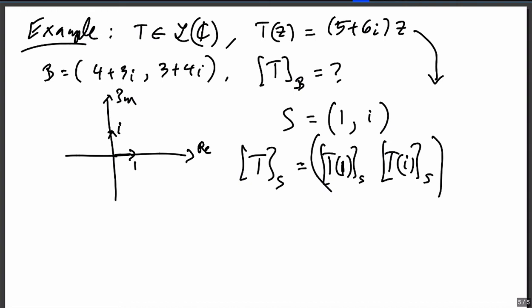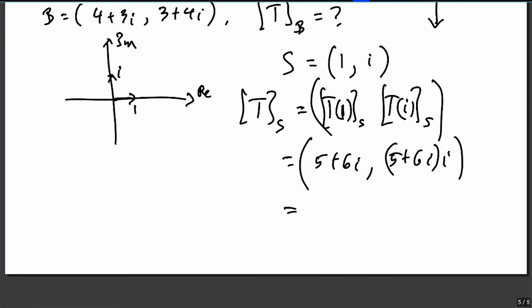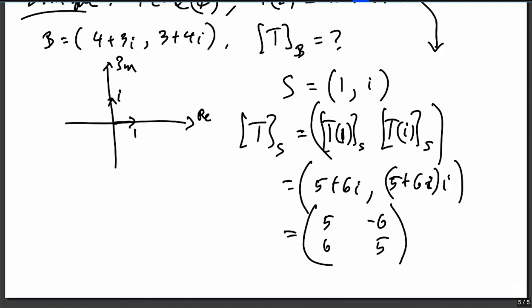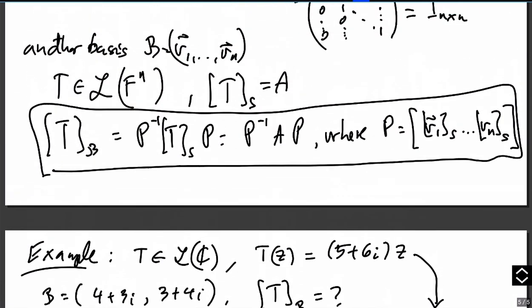By definition, this is the matrix of the transformation. If you substitute 1, z equals 1 in the formula, we get 5 plus 6i. And then if you substitute i, you get (5 plus 6i) times i. Writing this as a column vector, this is 5 and 6, and this is minus 6, since i times i is minus 1, and 5i is written as 5 in the second component. So this is what we get here, according to the previous remark.